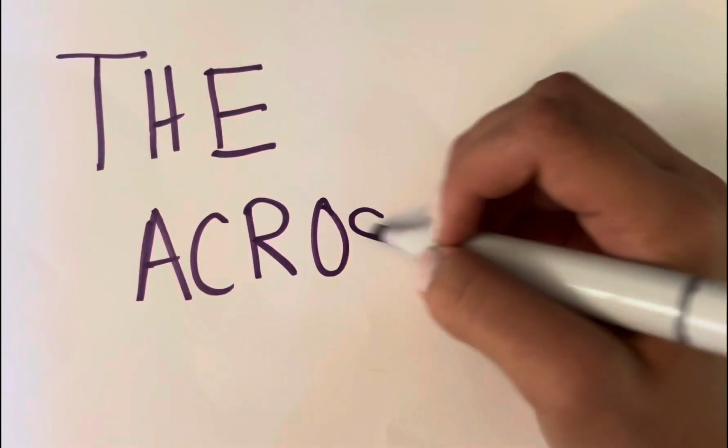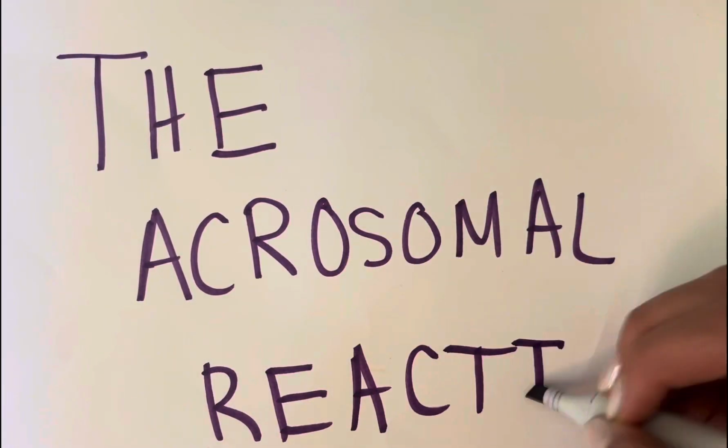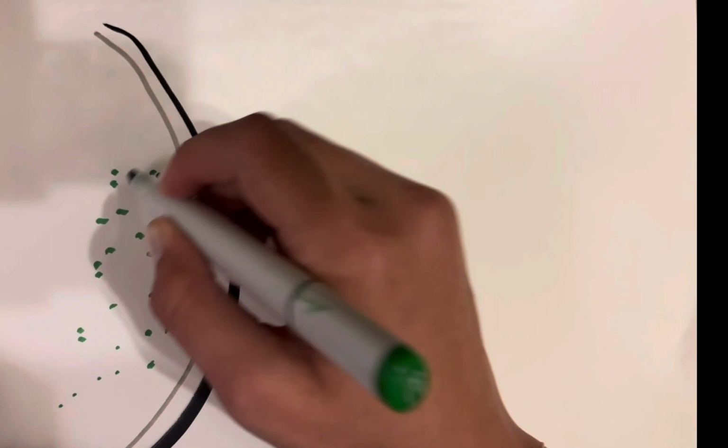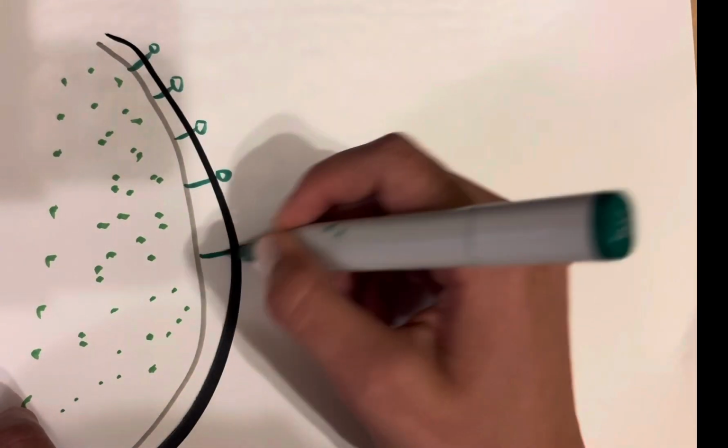Hello, and today I'm going to be explaining the acrosomal reaction. For fertilization to happen, a sperm must first fuse and then penetrate the plasma membrane of an egg. Penetrating the egg's protective layers presents a significant challenge, which is why the acrosomal reaction happens.